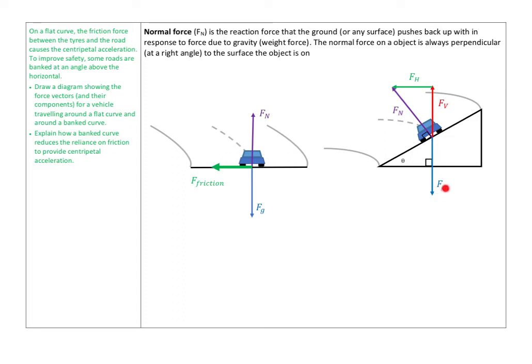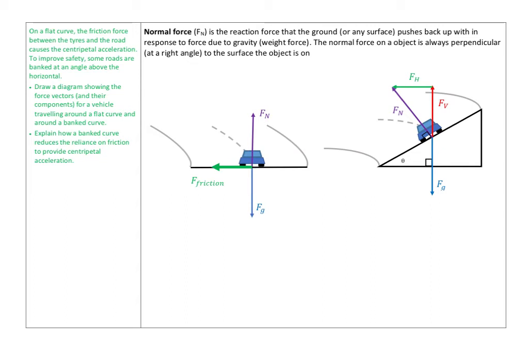force due to gravity straight downwards, normal force back up, but that's perpendicular to the surface of the road. And you can see now this has both a vertical component and a horizontal component, and that's directed towards the centre of the circle. So because it's directed towards the centre of the circle, it's providing a centripetal acceleration.